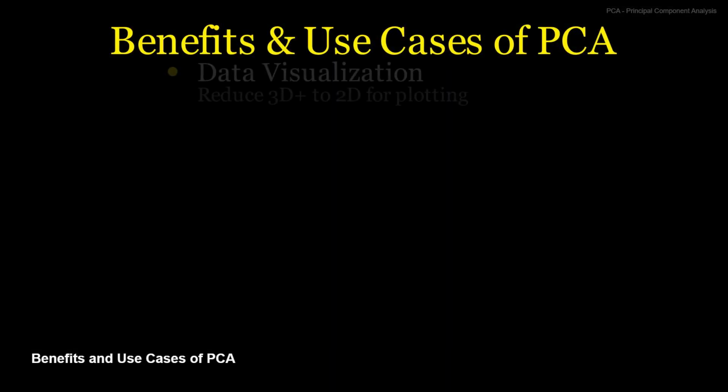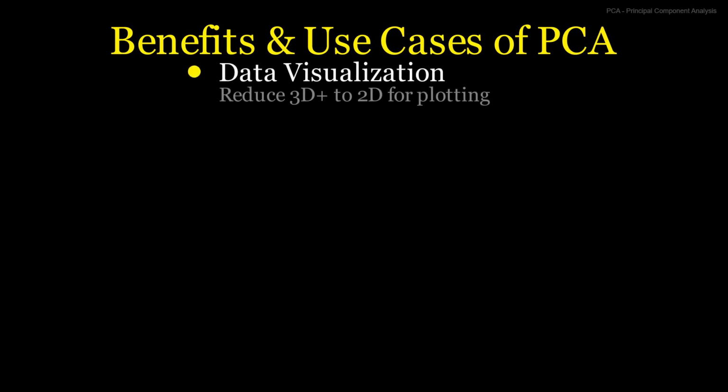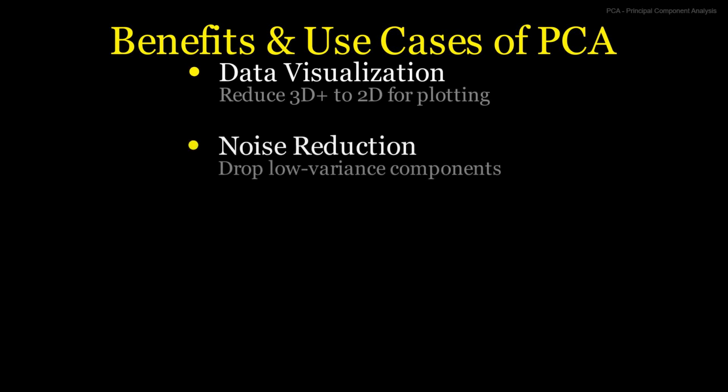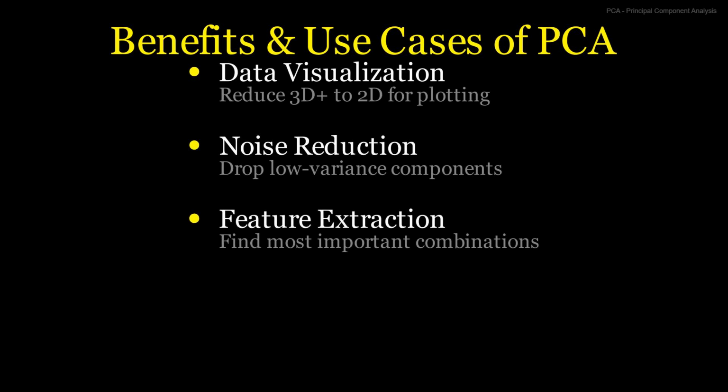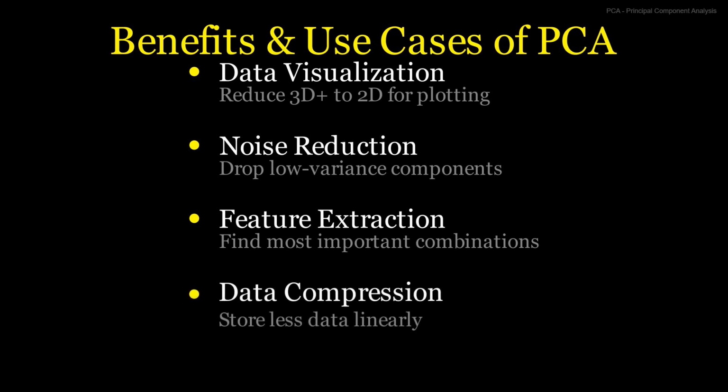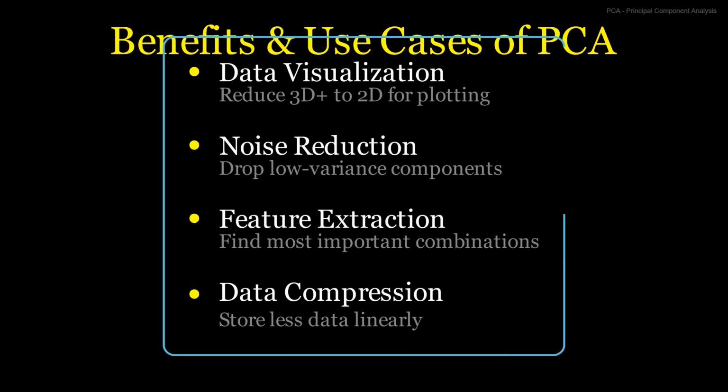PCA is incredibly useful in various fields. It helps in data visualization by reducing complex data to 2 or 3 dimensions, making patterns visible. It can reduce noise in data by focusing on the most significant components. PCA is also used for feature extraction, creating new, more informative features, and for data compression, storing information more efficiently.